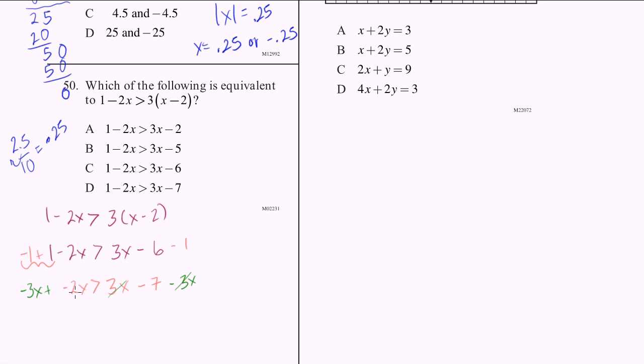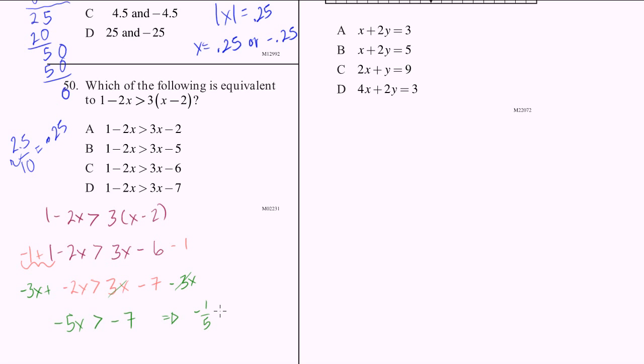And I have minus 3x plus minus 2x, which is minus 5x, is greater than minus 7. And now here is the vaguely tricky part. We want to divide both sides by minus 5. But when you have an inequality and you're dividing or multiplying both sides by a negative number, you need to switch the inequality.